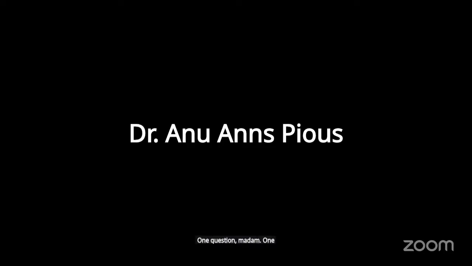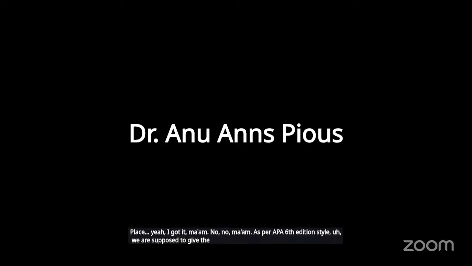One question, madam. Tell me, ma'am. Somewhere you have written that a book is written by somebody and published. You have given the year of publication and the publishing company, Oxford University Press, but you haven't mentioned any place. Isn't it necessary? As per APA 6th edition style, we are supposed to give the place of the publisher along with the book in the reference list. But the 7th edition has updated the guidelines, and there is no need to give the place along with the publisher's name.